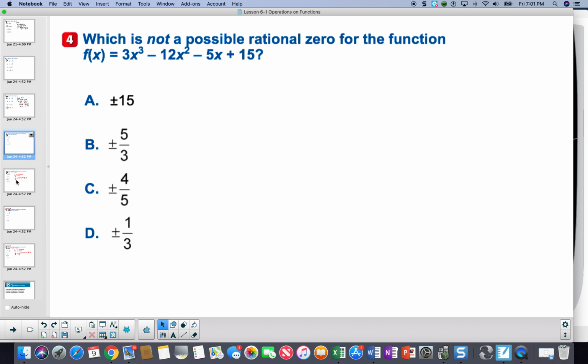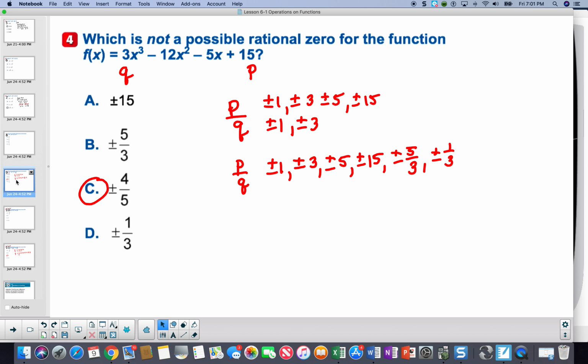And here are the answers. I took my P over Q and I wrote all my combinations, and nowhere in the numerator is there a 4.